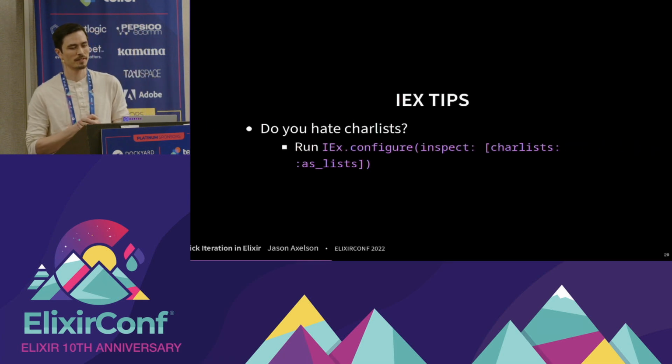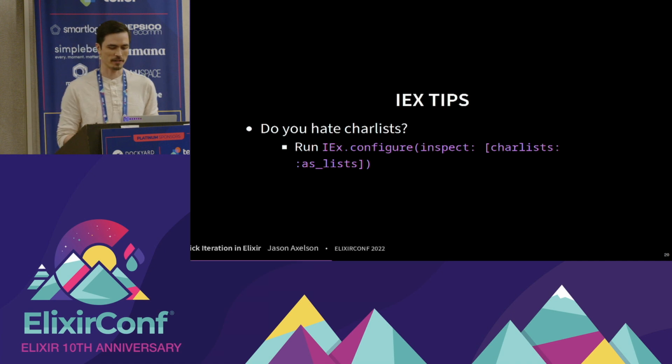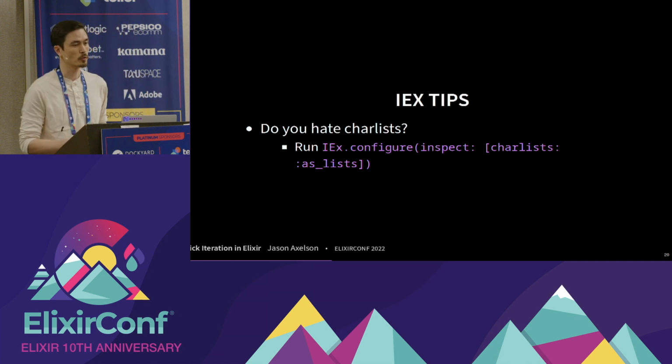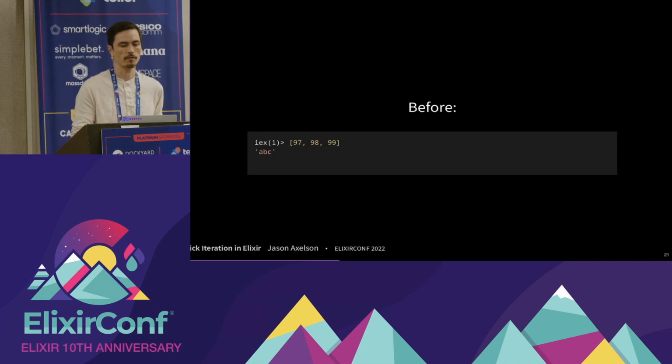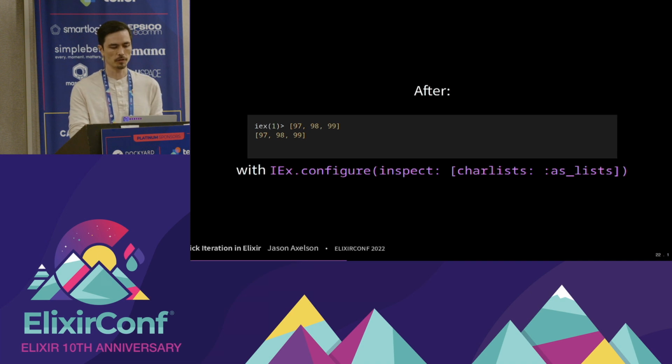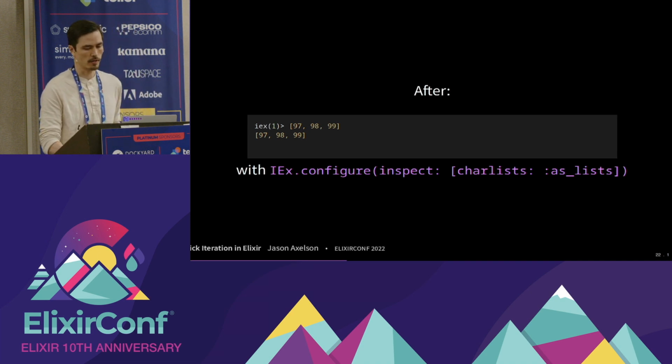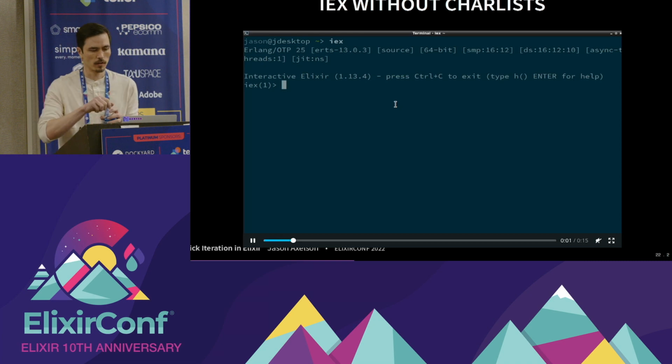Some other IEx tips. People are always running into issues with charlists. I see this as an issue daily on the Elixir Slack or the forum or the Discord. There's a way to tell IEx to not print out the result as a charlist. By default, if you have a list of integers that can be printed as ASCII characters, then Elixir will print them out as a charlist, which is what that 'abc' with single quotes is, not double quotes. But after you do IEx.configure, you can actually print it out as a list. And here's what that looks like as a demo.